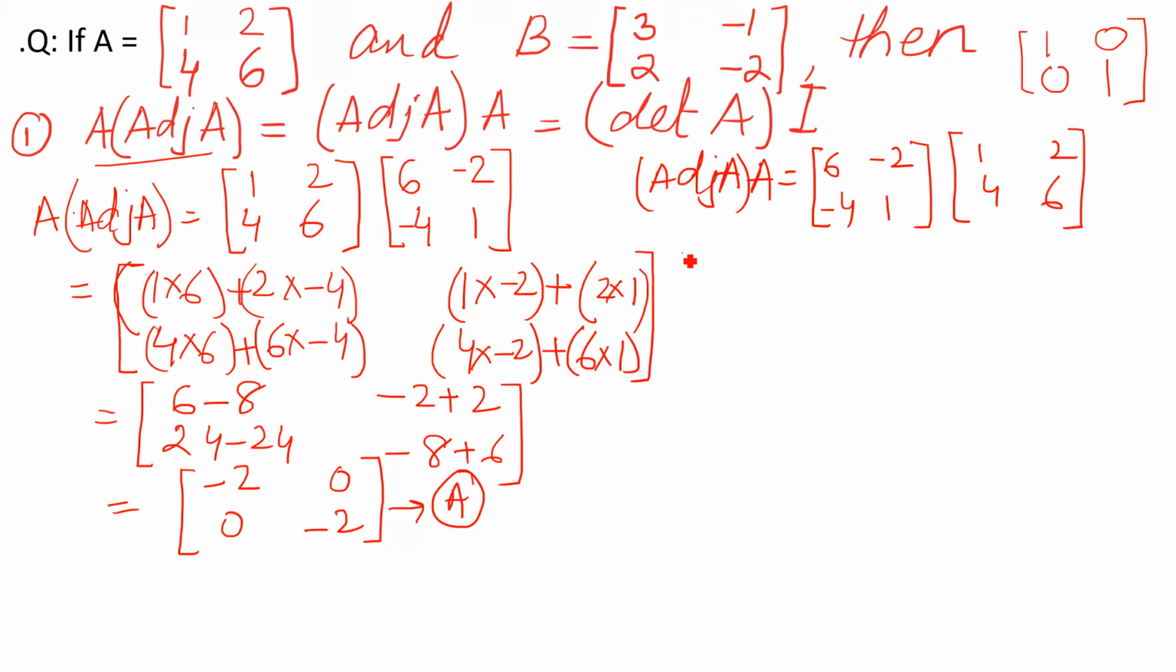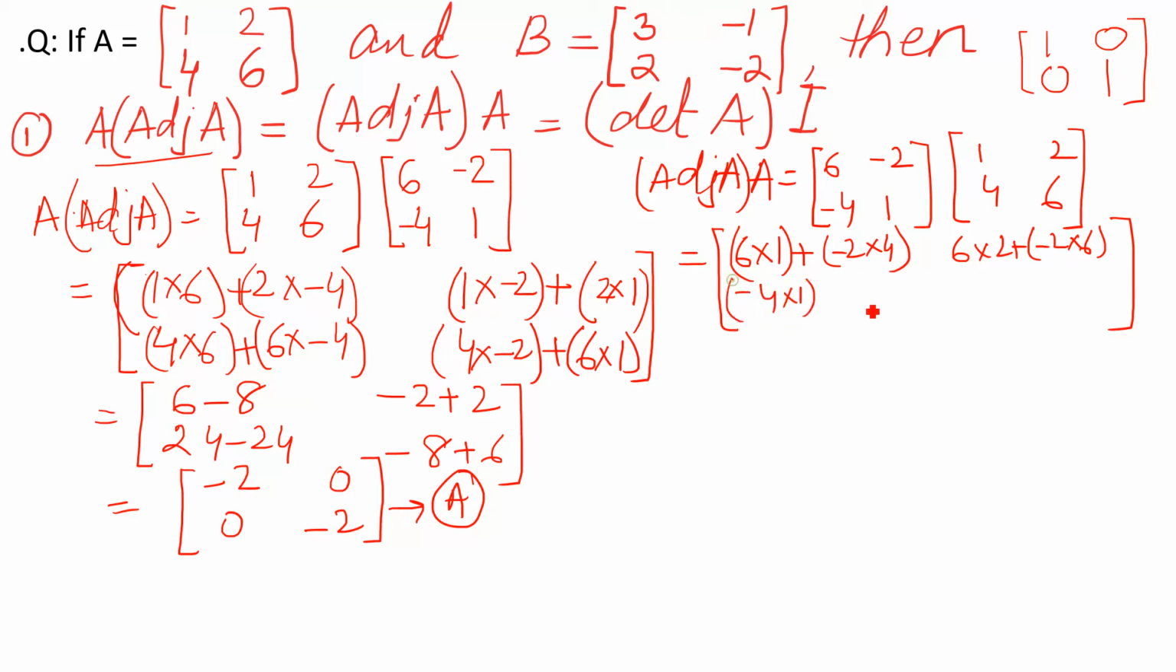Now we will multiply these two. Same way, first row with the first column: 6 multiplied by 1 plus -2 multiplied by 4, and then 6 multiplied by 2 plus -2 multiplied by 6. Then -4 multiplied by 1 plus 1 multiplied by 4, and -4 multiplied by 2 plus 1 multiplied by 6.